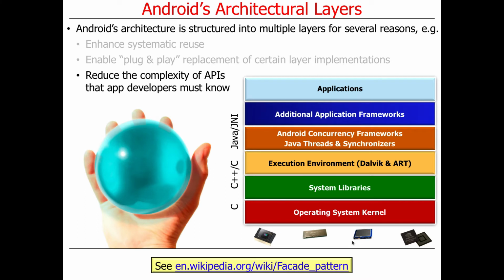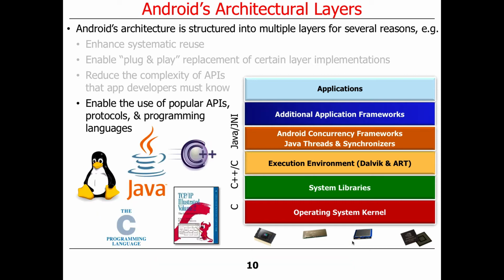Another benefit of using layers is that it reduces the complexity of the APIs that application developers must know. By and large, application developers really have to know the application framework layer and a little bit of the layers that deal with Java and Android concurrency, focusing on the concurrency parts of the discussion here. They don't really have to know much about anything underneath. So it's about separation of concerns, encapsulation, hiding diversity, hiding heterogeneity, and so on. This is what's sometimes called the facade pattern.